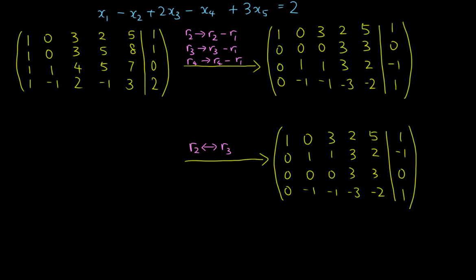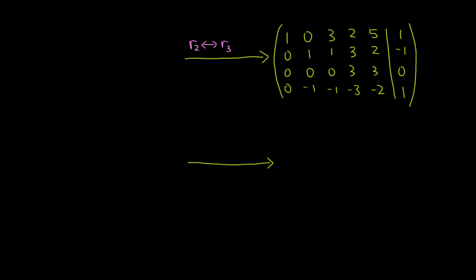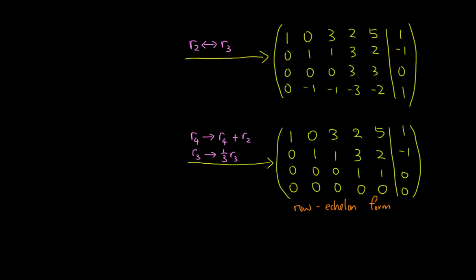Now, we will change all the leading entries below the leading one in the second row to 0, and since the second entry in the third row is already 0, we just have to make the leading entry in the fourth row 0, and we can do that by replacing the fourth row by the fourth row plus the second row. And since the third row remains unchanged, we can multiply the third row by 1/3 to change the leading entry to 1. And we obtain the augmented matrix in row echelon form.